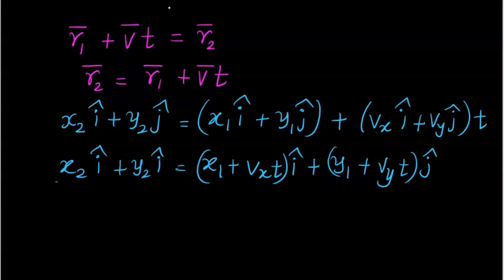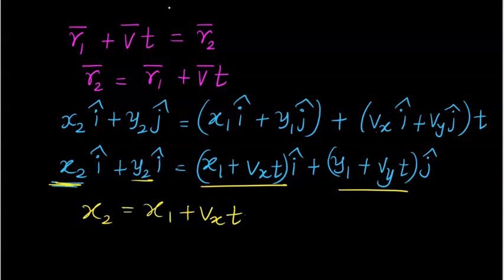So I can infer from here that x2 must be equal to this, and y2 must be equal to this, because these are the i and j components. So x2 will be equal to x1 plus vx t, and y2 will be equal to y1 plus vy t. So these are the equations.